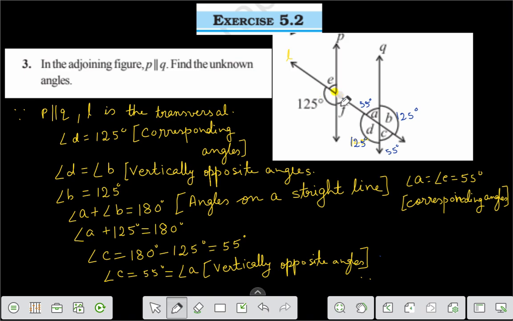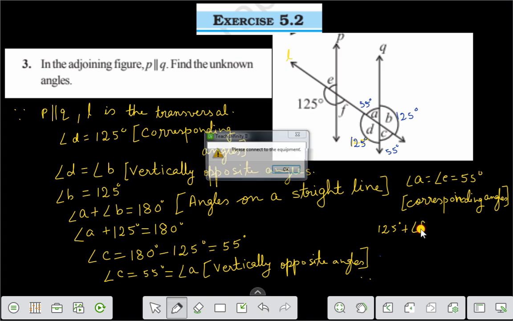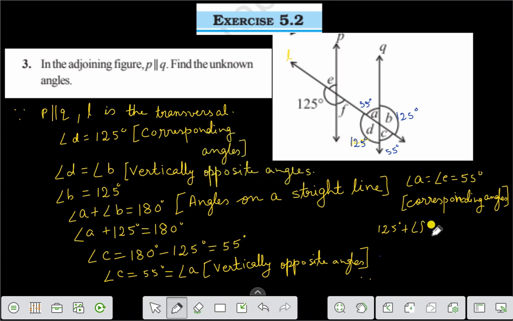Right? Here you see that this angle plus this angle is 180 degrees. Right? That is 125 degrees because these are angles on a straight line. Because 125 degrees plus angle F is equal to 180 degrees, because angles on a straight line is 180 degrees.